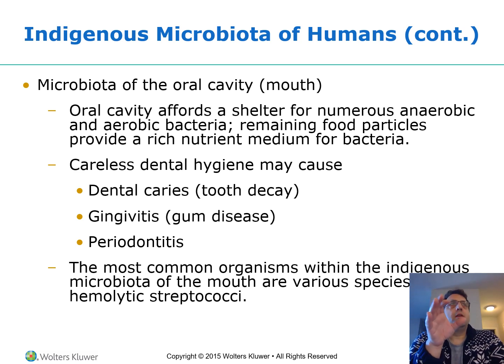And the cavities are not from eating sweet food where the sugar eats away at your teeth. It's that the sugar or the food that you left in your mouth feeds a microbe, and that microbe releases acids which destroy the teeth. Gingivitis is gum disease, which will often be exacerbated by microbes. And periodontitis is when that goes crazy and you have inflammation of all of your gums. The most common organisms within the indigenous microbiota of the mouth are a whole bunch of different types of hemolytic streptococcal bacteria.